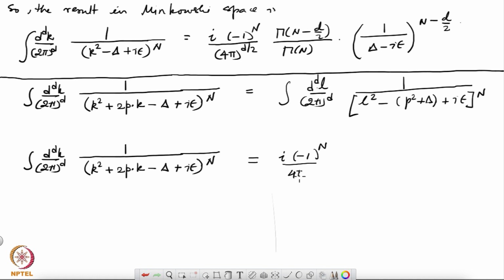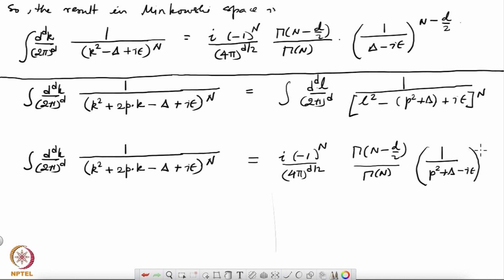over 4 pi to the d over 2, gamma of n minus d over 2 over gamma of n, and you have 1 over p square plus delta minus i epsilon to the n minus d over 2. Okay, that is the result. So, you have these two important results.